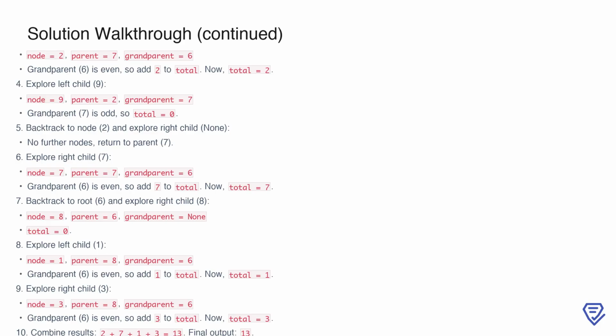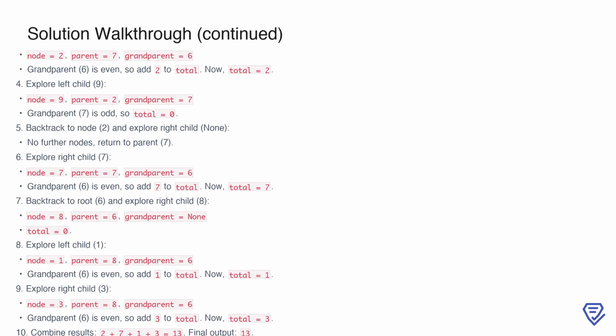with the value 7. Here, the parent is 7, and the grandparent is 6. Because the grandparent, 6, is even, we add the value of this node, 7, to the total sum. Now, the sum becomes 7. Next, we return to the root node, 6, and explore its right child, node 8. At this point, the parent is 6, and the grandparent is none, so no contribution is made to the total.